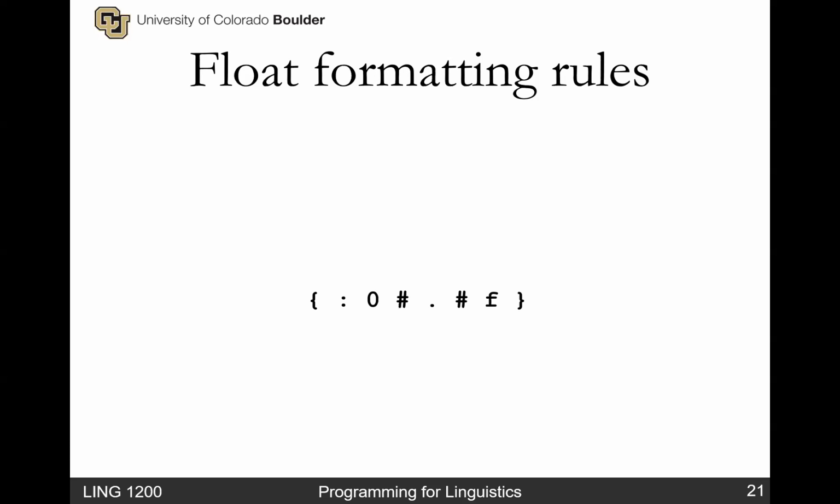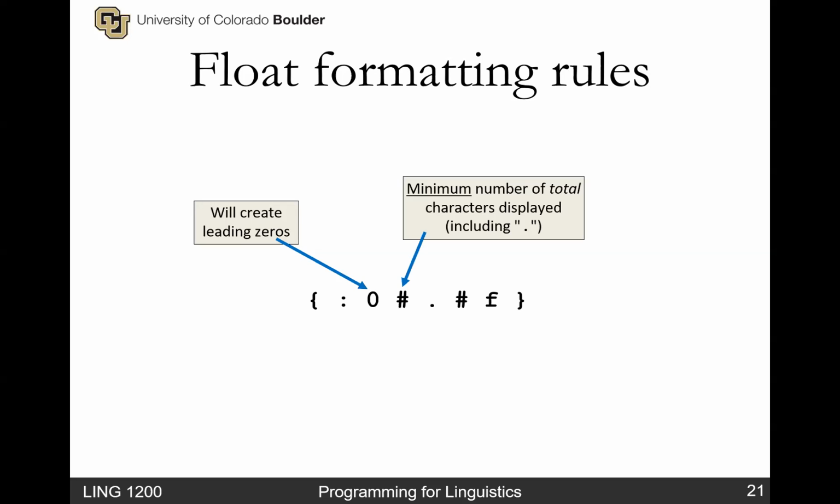All right, here are our float formatting rules. Very similar to the integer, but we have the 0, we can create leading zeros. We have the minimum number of total characters displayed, which by the way includes the decimal point. What's different from the integer formatting rule is that we have the decimal point in there, and then we have a number after that, which as you've seen is optional. It will do different things whether you leave these numbers off, but that's going to be the maximum number of digits after the decimal point.